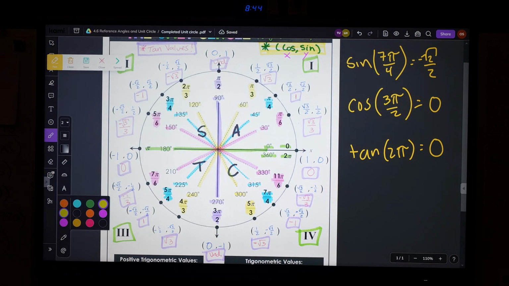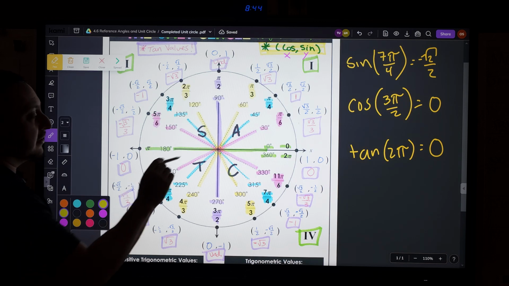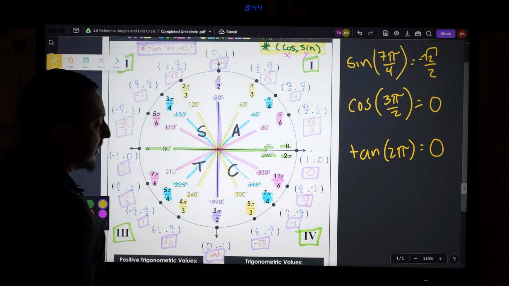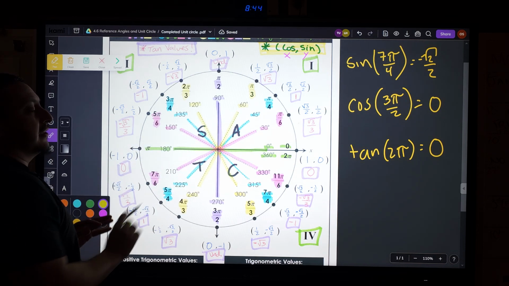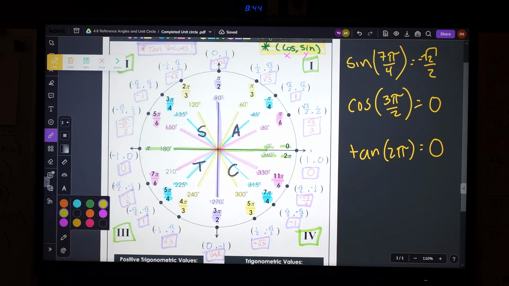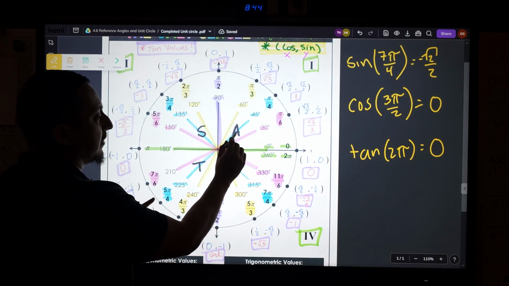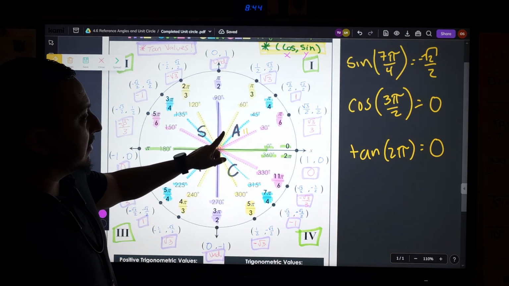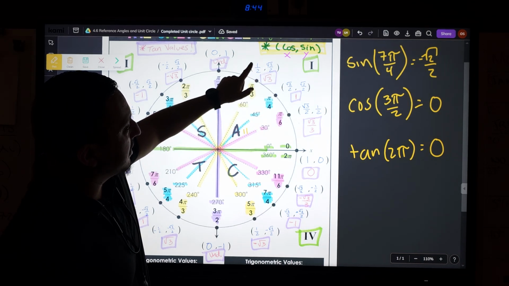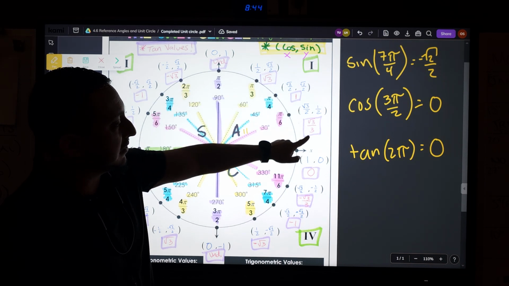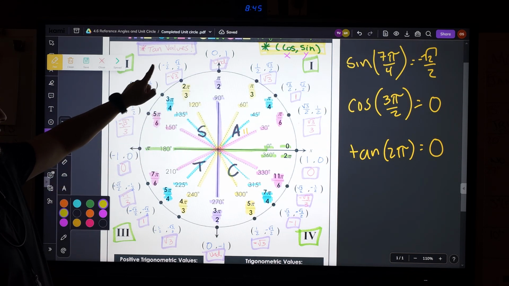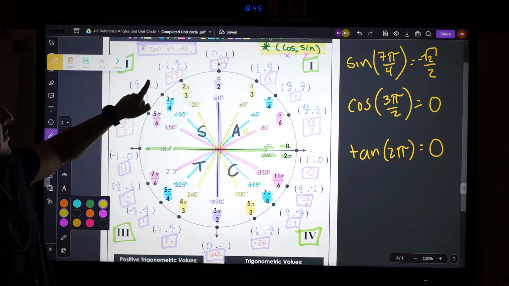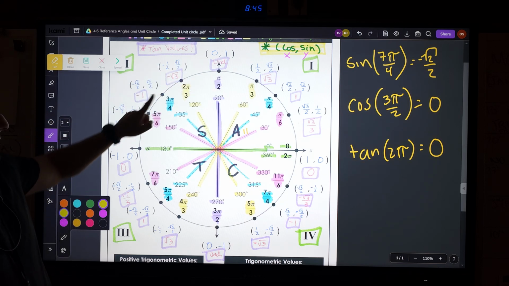Another thing I can tell you real quick, if you notice here, ASTC, there's an acronym for that: All Students Take Calculus is how to remember it. What do they mean? A stands for all, so all the values for sine, cosine, and tangent are positive. S stands for sine, so only the sine values are positive, so only the y values. Everything else is negative.